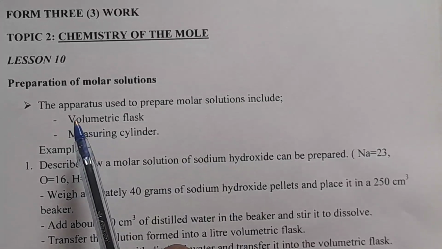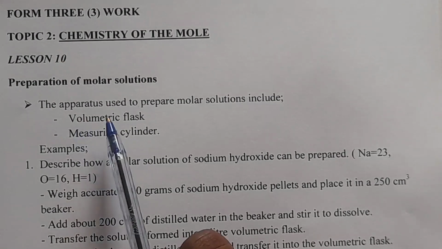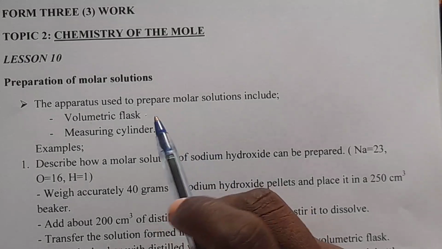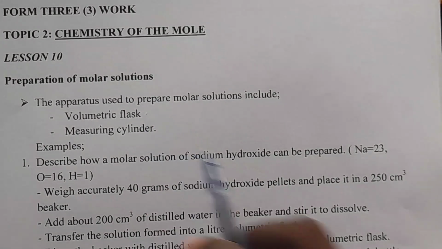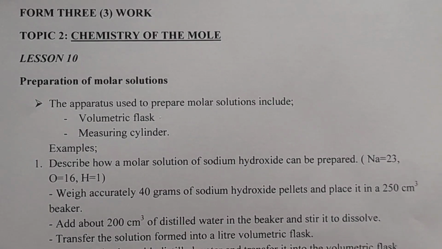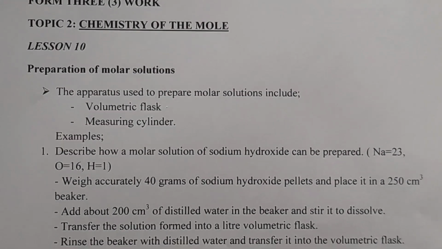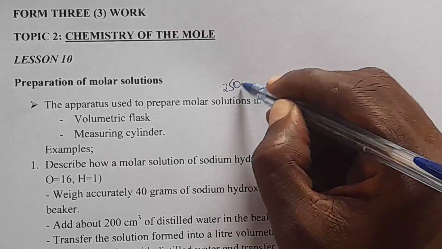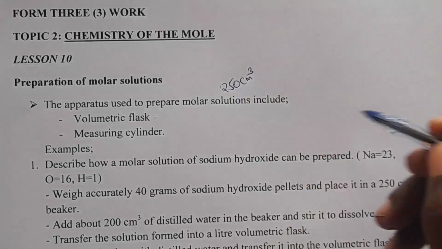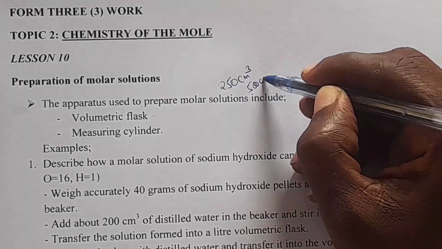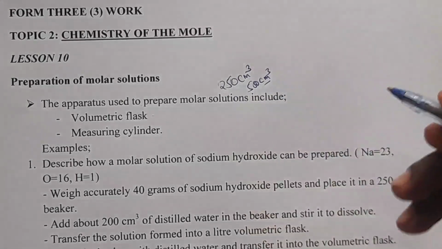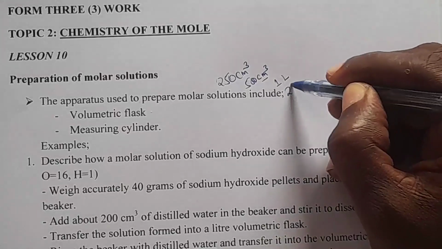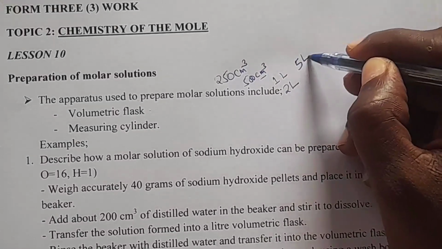So we start with first of all knowing some of the apparatus that are used to prepare molar solutions. Those apparatus include the volumetric flask. Remember, volumetric flask comes with different sizes. Like you can have a volumetric flask with 250 centimeter cube, or one with 500 centimeter cube or milliliter. You can have a volumetric flask with 1 liter, 2 liter, or even 5 liters.